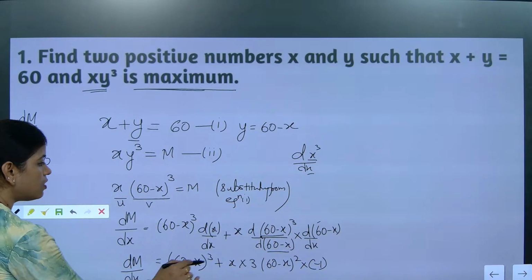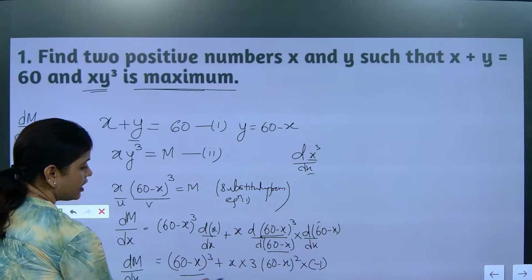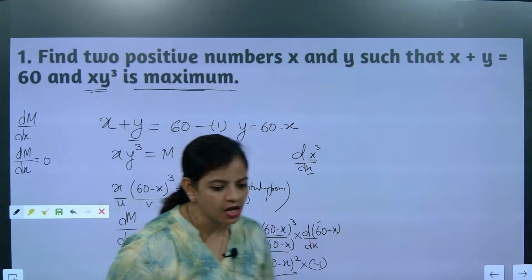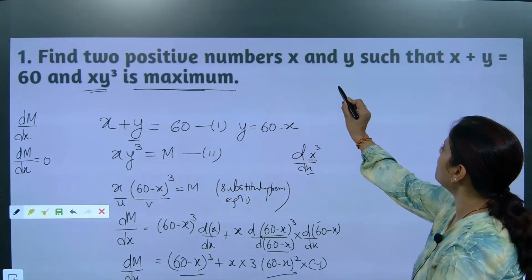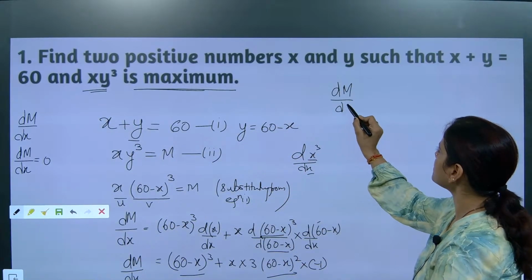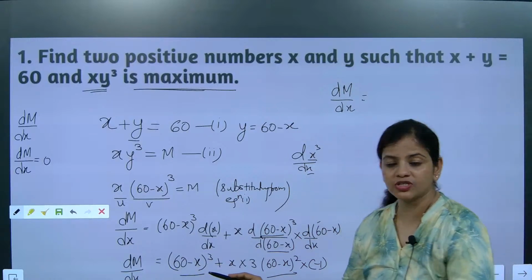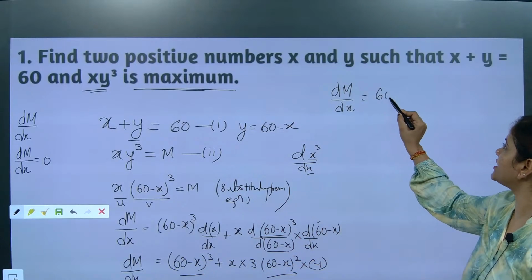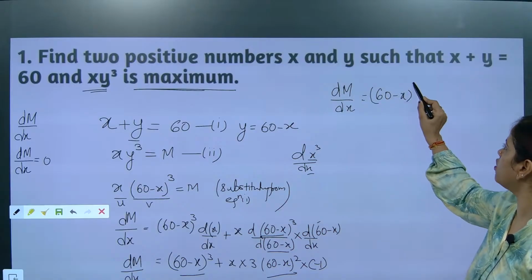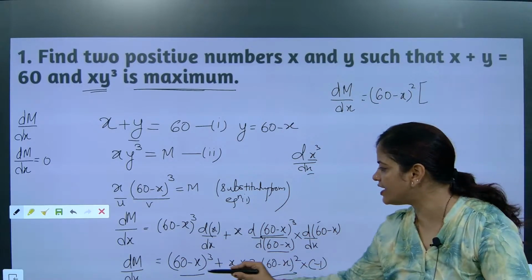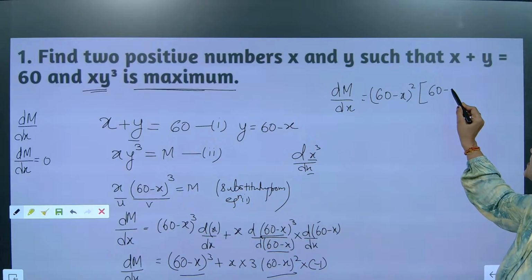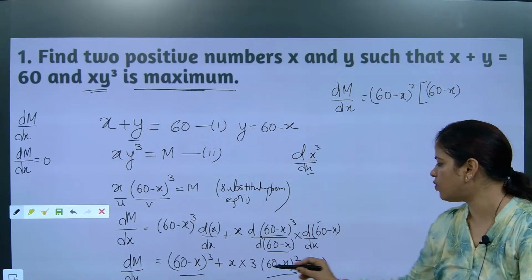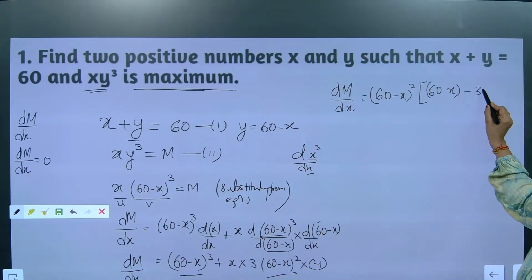Now don't open this bracket. Please, if you open it, it is complicated. So what you are going to do from here is write dm by dx equal to, beta, what is the common factor? Simplest one, check here, 60 minus x whole square. You take 60 minus x whole square out. What is left here is 60 minus x from the first term. This is term 1 and term 2. And here what is left is minus 3x.